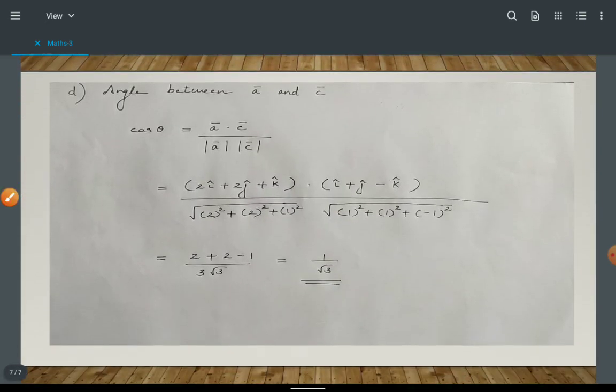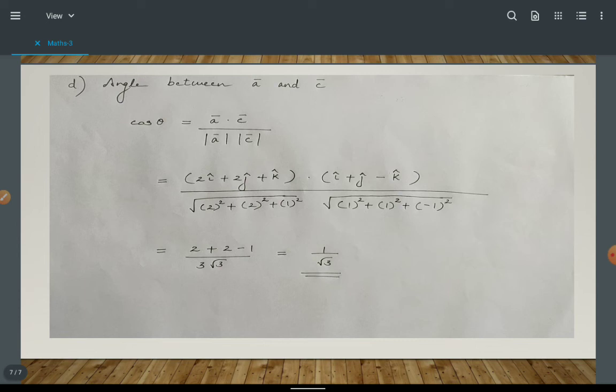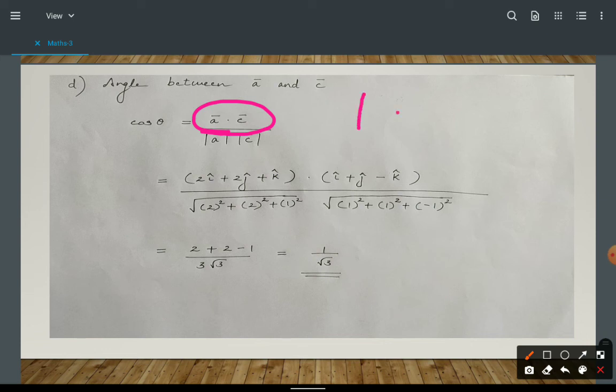Now moving on to the D question, that is to find the angle between A bar and C bar. So we know the equation to find the angle between A bar and C bar. That is cos theta is equal to A bar dot C bar. Firstly, we have to find the dot product of A bar and C bar, divided by modulus of A into modulus of C. So here first we write the terms of A and the terms of C. Their dot product is what we find next.